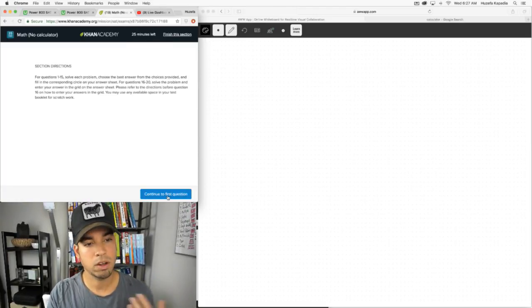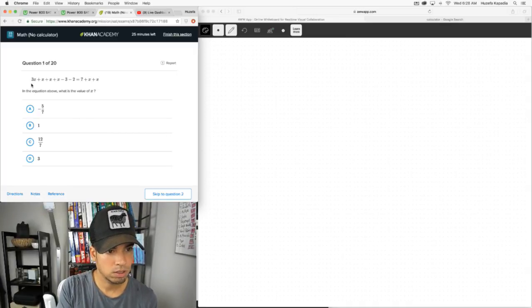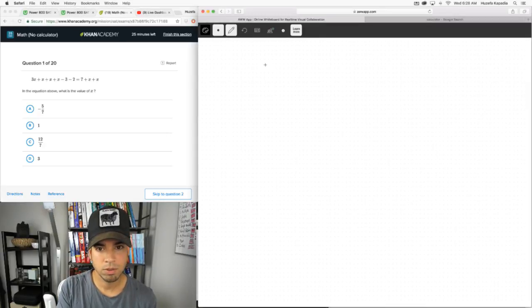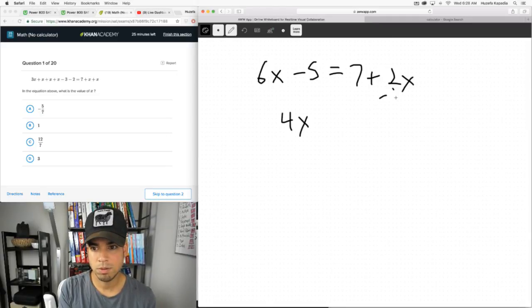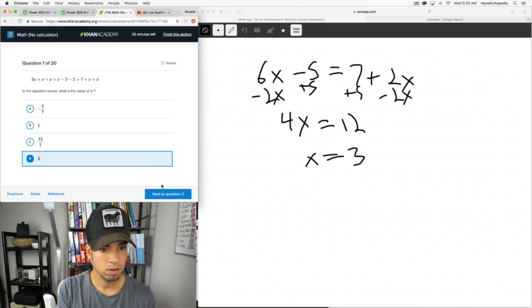Start the timer. No calculator section is always my favorite. Let's go. 3x plus x plus x. So let's say it's 3x, 4x, 5x, 6x minus 5. So I'm going to simplify that. 6x minus 5 equals 7 plus 2x. This becomes 4x by subtracting 2x, and adding 5, so 4x equals 12, x equals 3, right? Okay, next.